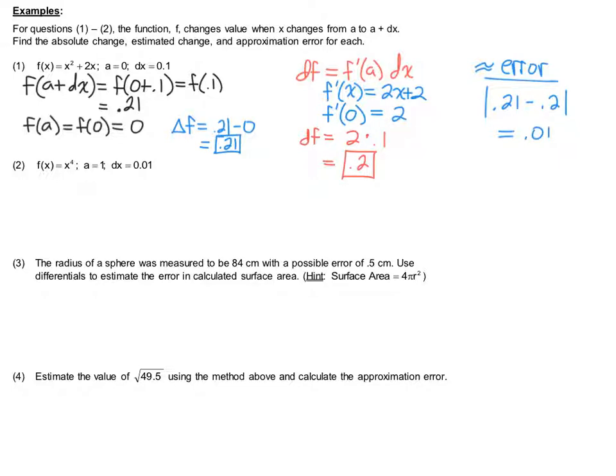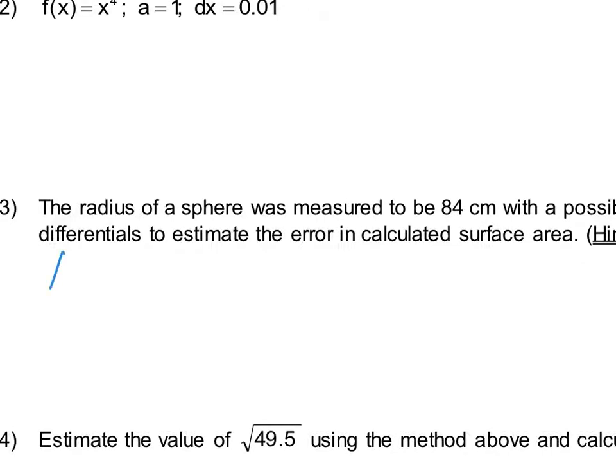All right, so the radius of a sphere was measured to be about 84 centimeters with a possible error of 0.5 centimeters. Use differentials to estimate the error and calculate the surface area. So they're giving us surface area, which we'll write as A equals, instead of S, 4 pi r squared.